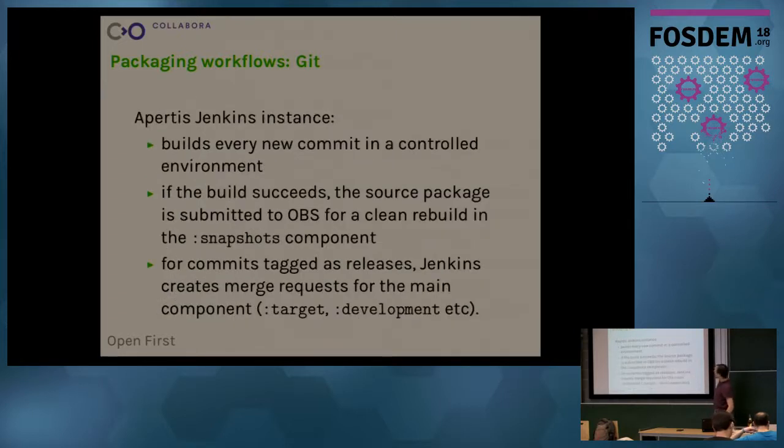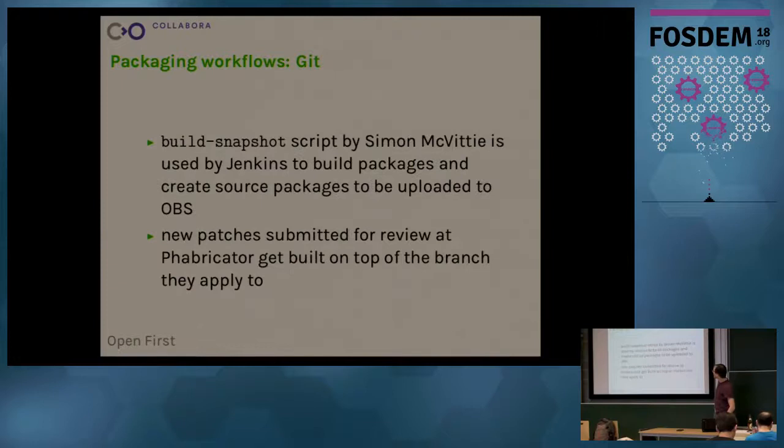So Jenkins builds every commit on those branches in a controlled environment. If the build succeeds, it commits the result to OBS, and OBS creates merge requests and builds it in a proper root, which we then review and merge.